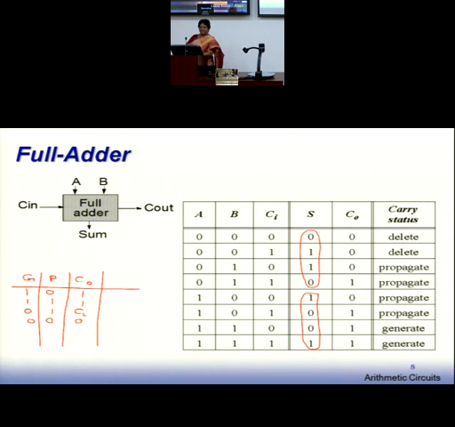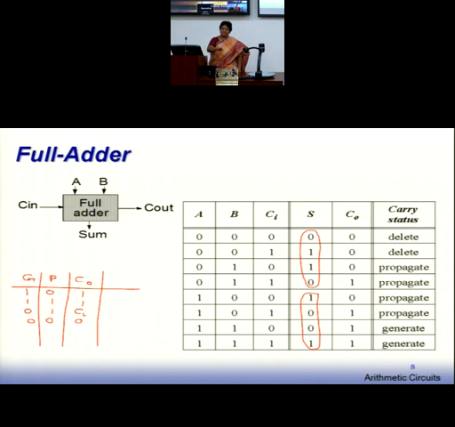Now you can also represent it in terms of generate and propagate. We can represent the whole truth table not in terms of sum and carry out, but in terms of generate and propagate functions. Generate means there is no carry in, but a carry out is present. That means a carry is generated, the operands are such. Here 0, 0 gives 0, there is no carry generation. Even if you have a carry in, carry out is 0. It is a kill function, a carry kill or carry delete.